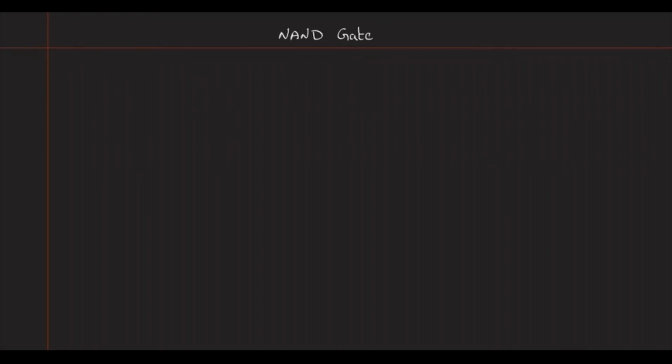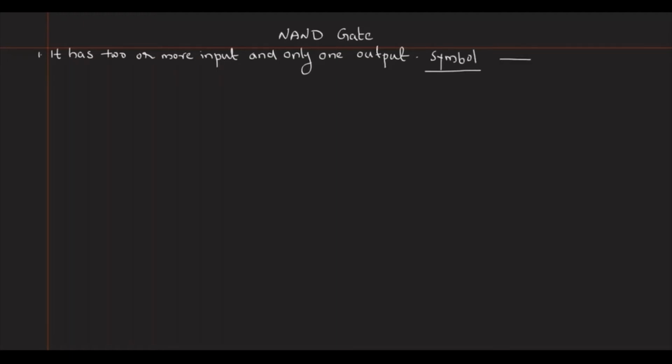Next is NAND gate. A NAND gate has 2 or more inputs and only one output. The standard symbol of a NAND gate is shown when we have 2 inputs A and B. The output will be Y equal to A dot B complement.